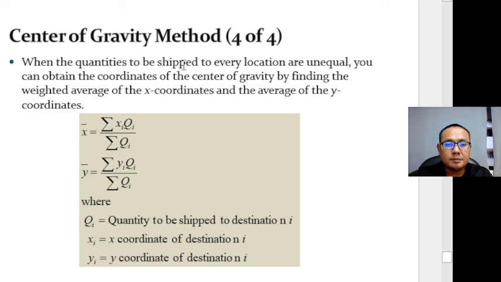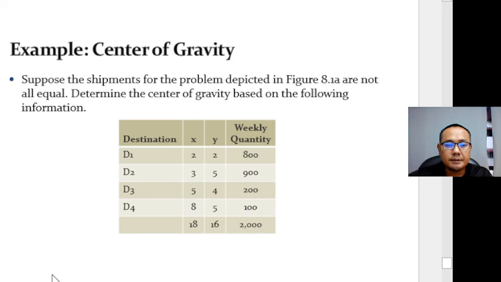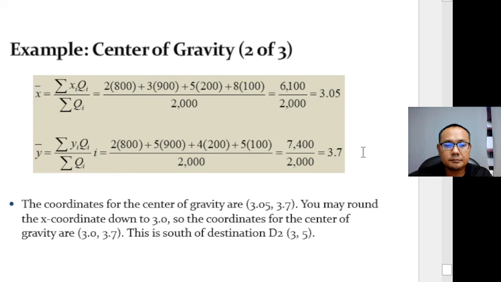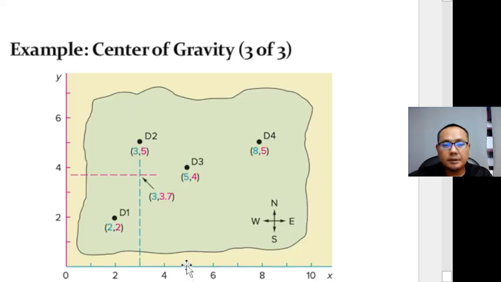When the quantities to be shipped to every location are unequal, you can obtain the coordinates of the center of gravity by finding the weighted average of the x coordinates and the average of the y coordinates. So you can also use this as a tool to make the right decision on which location we want to choose.